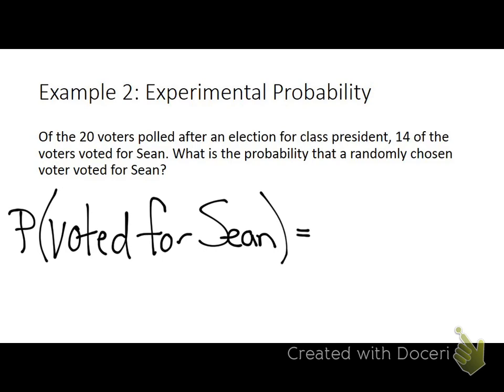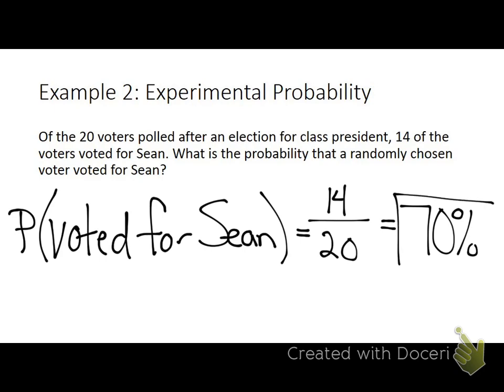Probability of voted for Sean. How many people voted for Sean? 14 over 20, which is what as a percentage? 70%. So there's a 70% chance if I walk up to a random person that they actually voted for Sean. All right, any questions? So if you understand that, that's everything you need to know for 13.1.